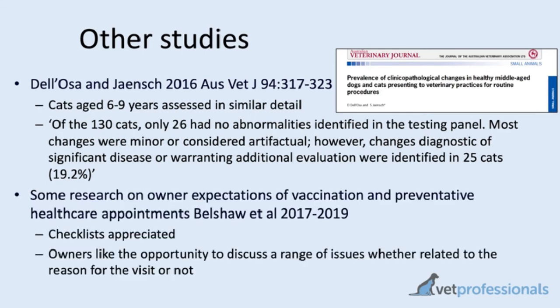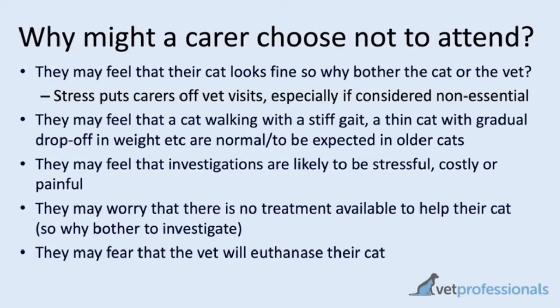And then lastly, on a slight tangent, but I think a related tangent, some research on owner expectations of preventative healthcare appointments. The owners do like this. They like the opportunity to discuss a range of things, and they like a checklist approach. Actually telling your owners what you're doing and what you've checked for, I think again really helps them to understand the importance of the appointment and what they have achieved with their cat through that appointment as well.